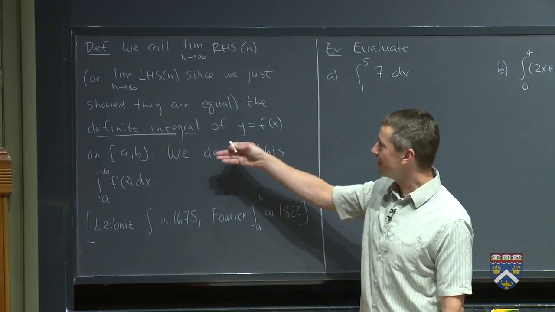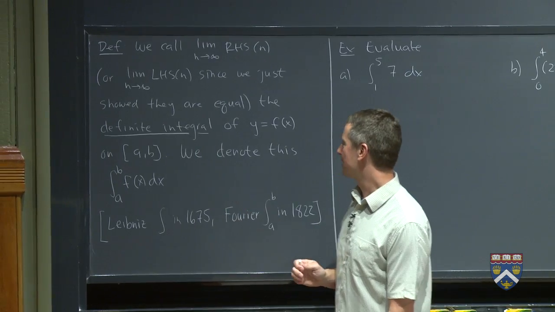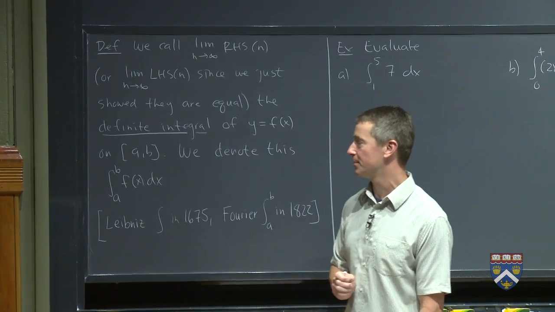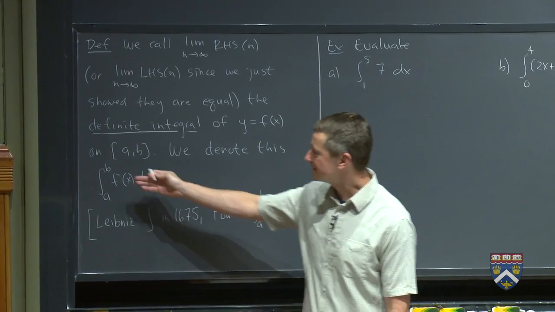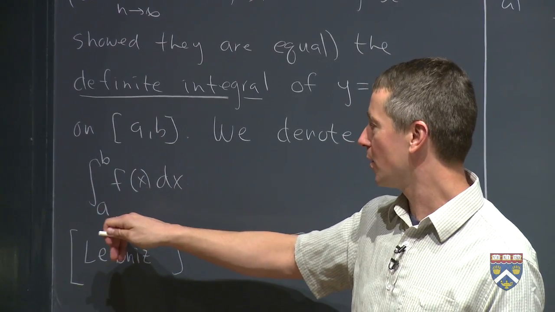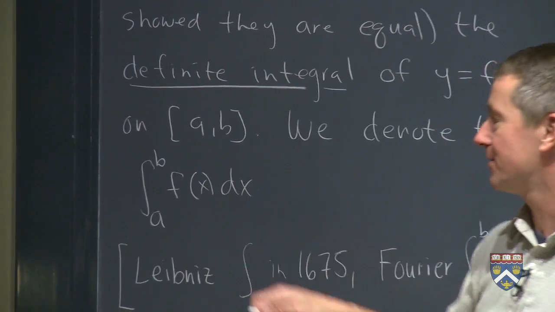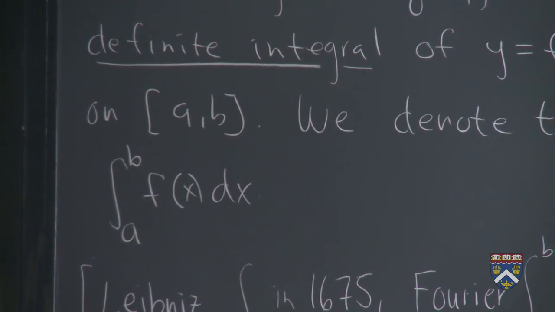So we call this the definite integral of y equals f of x on the interval from a to b, and we denote this with this new symbol here. And this symbol reminds us of what we are doing here. This is a fancy s. And this f of x dx, this is sort of like when we took dy over dx.